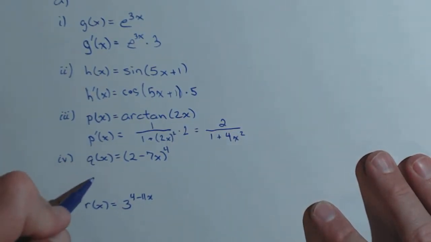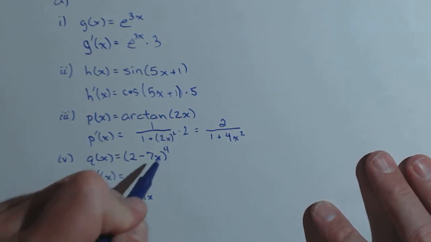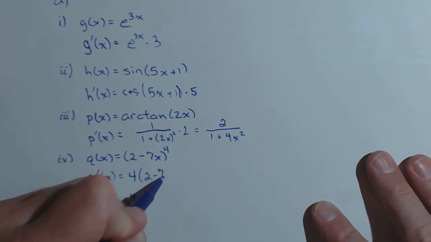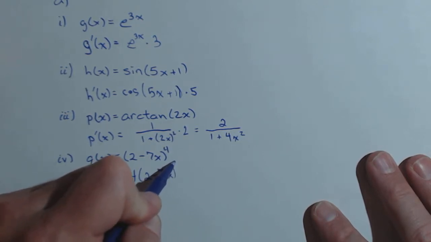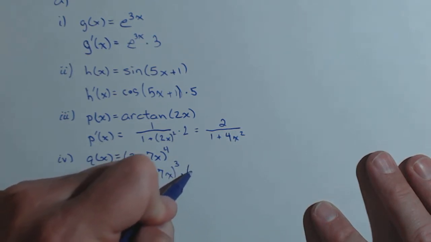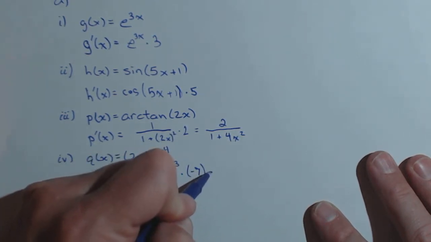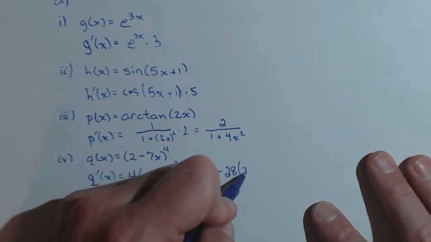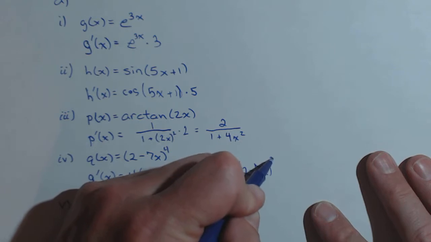Number 4 here, q of x, so q prime of x. Got our classic general power rule, so pull the exponent down, leave the inside alone, decrease the exponent by 1, and multiply by the derivative of the inside. If we wanted to, we could write that as negative 28 times 2 minus 7x cubed.